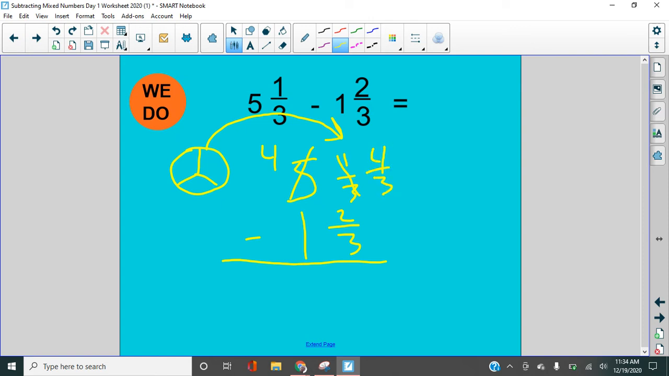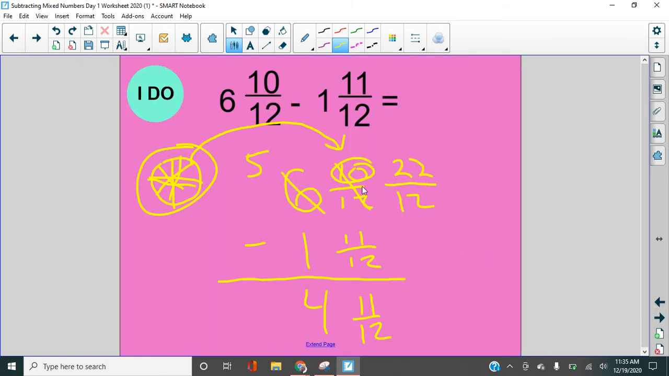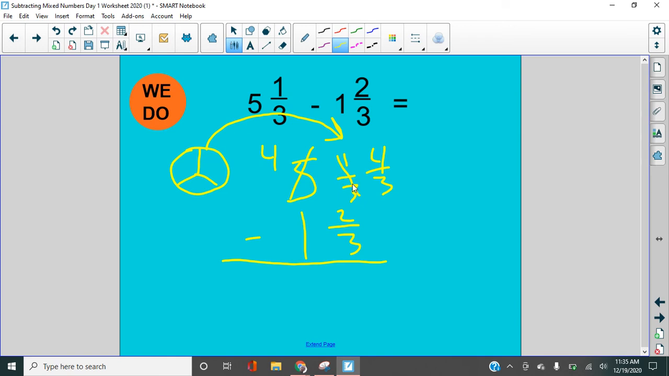Okay. Now what's the trick here? When you're trying to figure out what number should be on top after you borrow, just add up these two numbers. 3 plus 1 equals 4. It works on this other one too. Just add up these two numbers. 12 plus 10 equals 22. That's because you're adding a whole group plus what you had there already. 4/3 minus 2/3 equals 2/3. And 4 minus 1 equals 3.